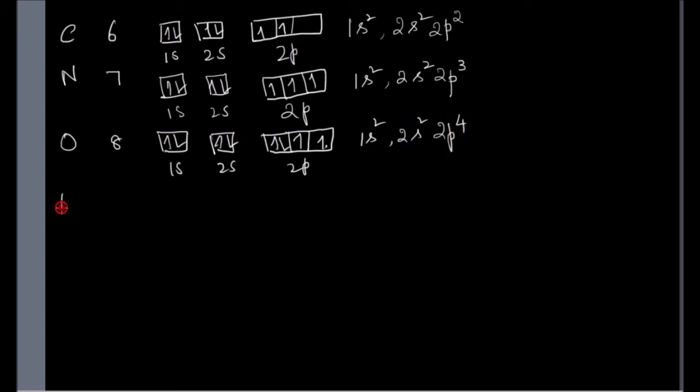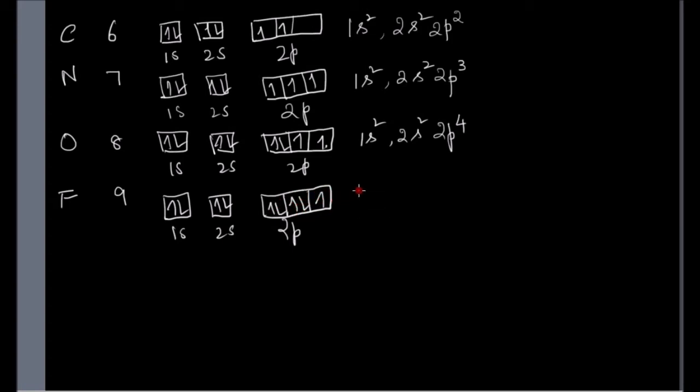Now comes fluorine with 9 electrons, 1s, 2s, 2p, where px and py will have 2 electrons each and pz will have 1 electron. 1s2, 2s2, 2p5. Now neon with 10 electrons will have a configuration like this.